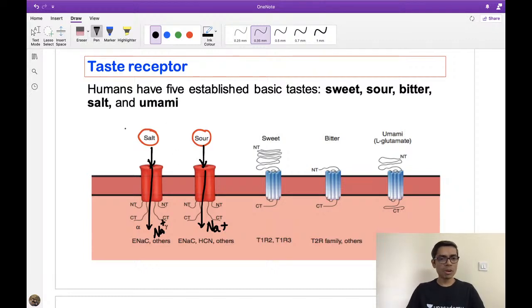For salt, we all know that salt is nothing but NaCl. If you give NaCl, then you are going to perceive the salt sensation. So salt is nothing but sodium entering. In case of sour, the sour taste is the taste of the proton, H plus ion. If I give one small drop of acetic acid, then you are going to perceive the sour taste. So it is the acids, the protons, which give you the sour taste, the taste of acid, H plus ion.